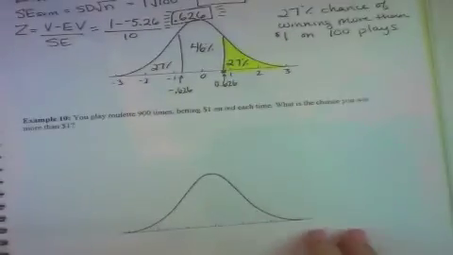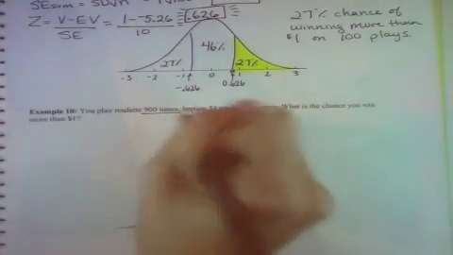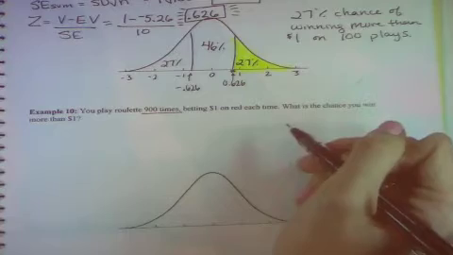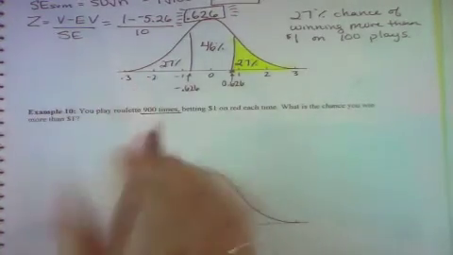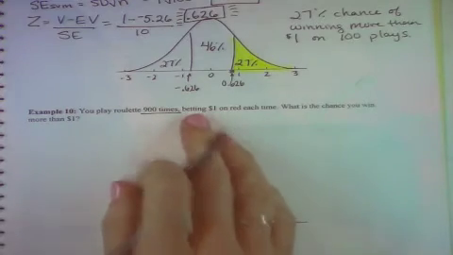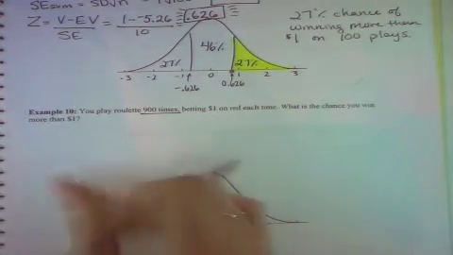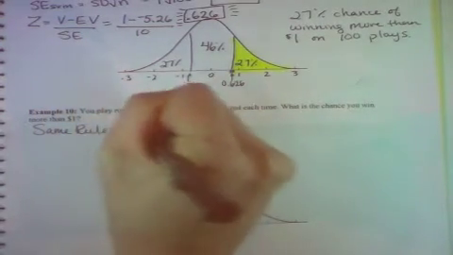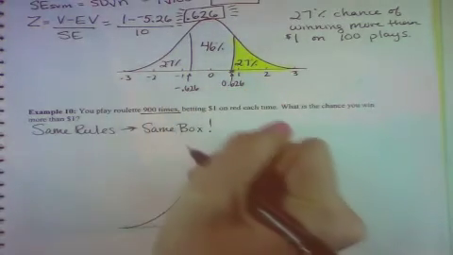Okay, so you play roulette 900 times. So this guy just could not walk away. He played 900 times, betting $1 on red each time. So what's the chance that you win more than $1? So what are the rules here? If we win, we win $1. If we lose, we lose $1. So same rules as above. And anytime the rules are the same, your box is going to be the same. Same rules, same box. Okay?